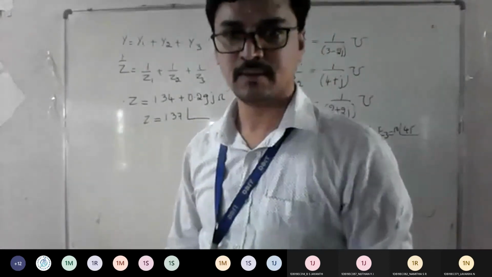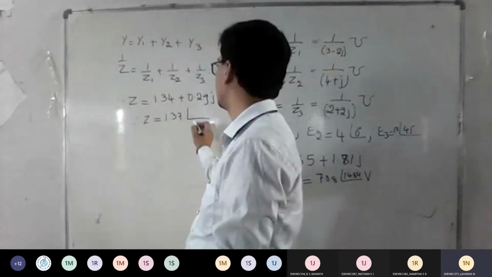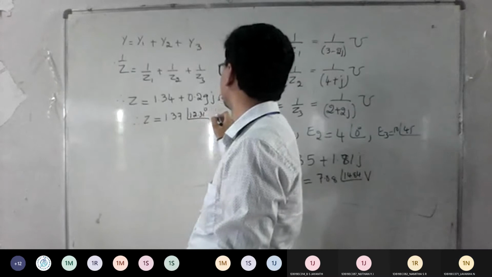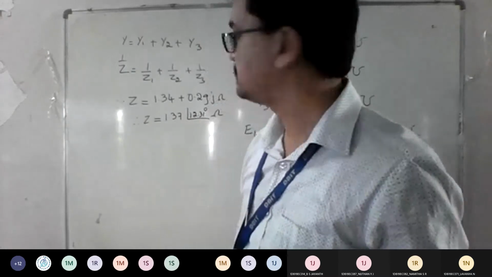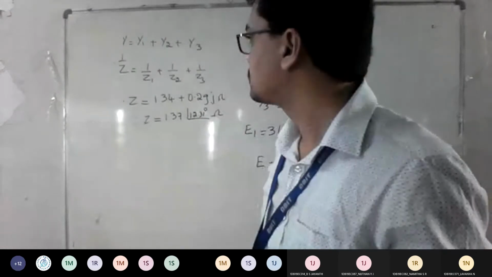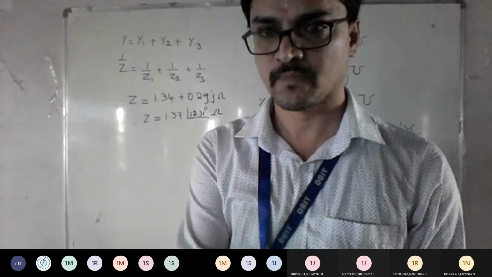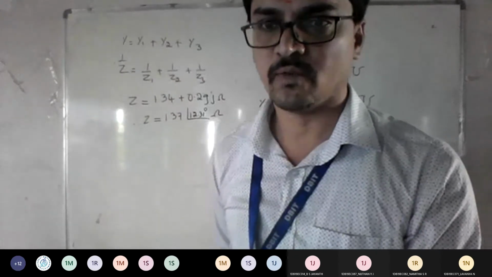Am I audible? Yes, sir. So 12.315, sir. 12.3, okay. Do the others get the same answer? Yeah, good, correct. Yeah, the voice is audible now.